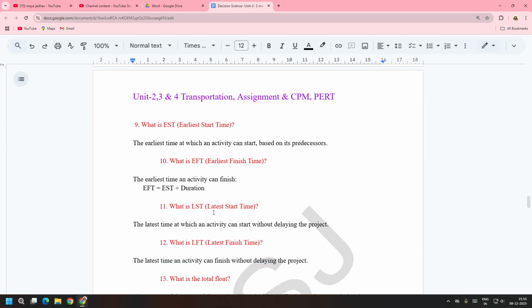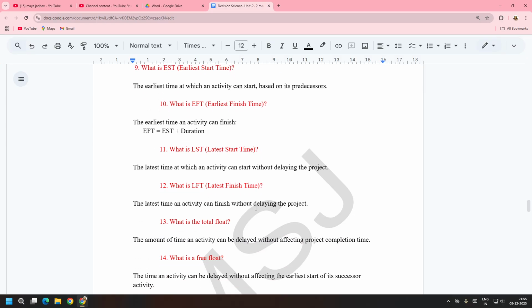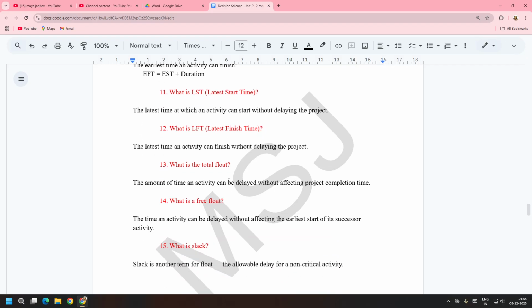What is LST? Latest start time. The latest time at which an activity can start without delaying the project. What is LFT? Latest finish time. The latest time an activity can finish without delaying the project. What is the total float? The amount of time an activity can be delayed without affecting project completion time.